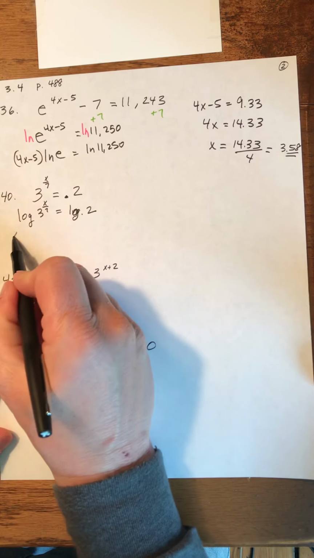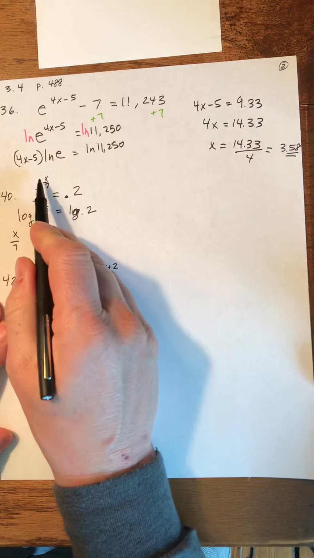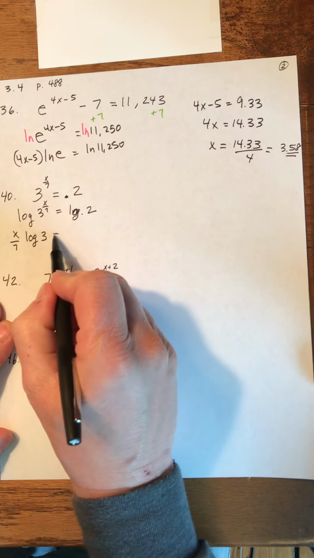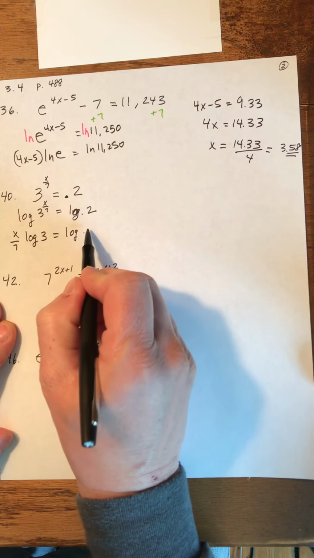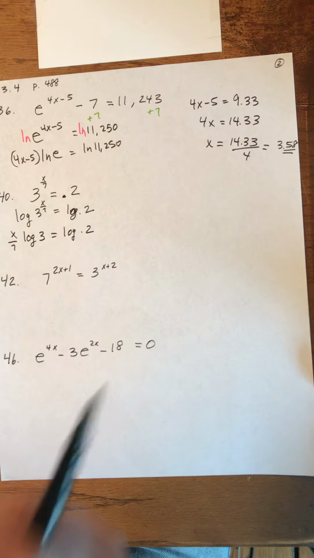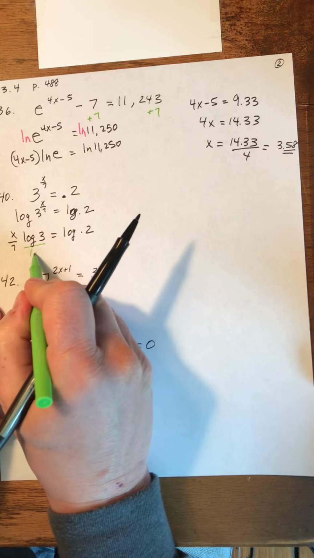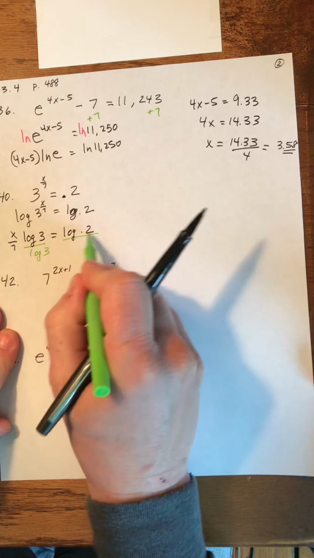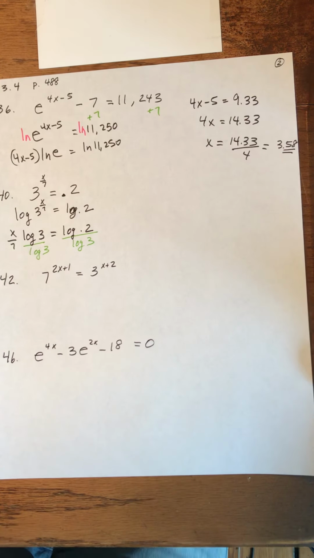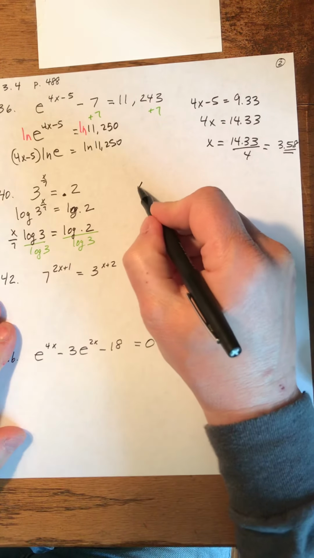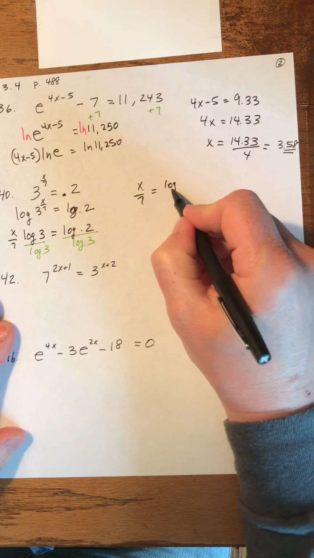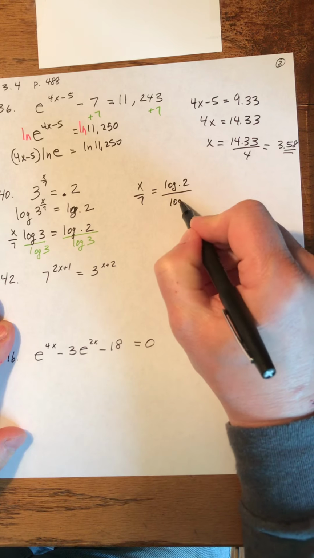I'm going to move my exponent out front, which happens to be an x over 7. It's ugly, but don't be afraid of it, because it's not any different than the other ones. And then we're going to divide both sides by the log of 3. Log of 3 is a number. It's a regular constant number. So we divide both sides by it, and we're going to get x over 7 equals, and I'll find out what this log of 0.2 over log of 3 is.